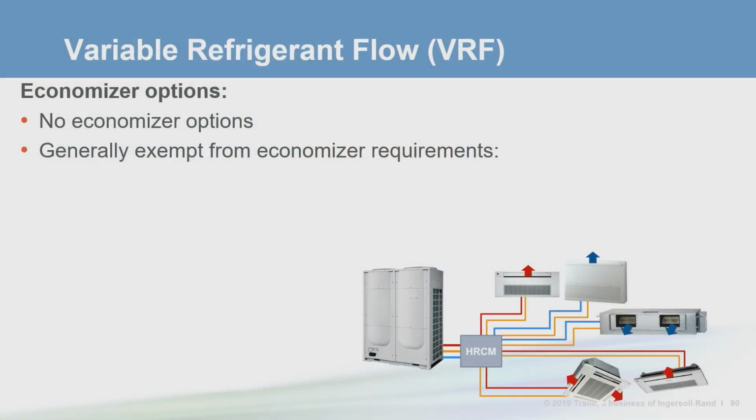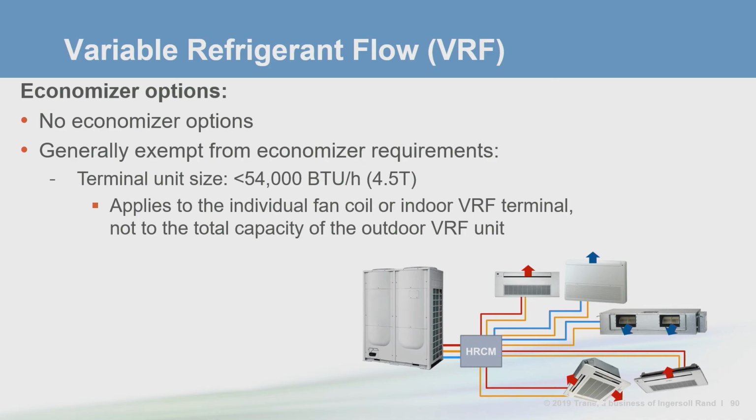In general, airside economizing is very difficult to implement with a VRF system. However, it's important to note that an economizer is generally not required by codes and standards due to a number of exceptions that apply to VRF systems. As we discussed earlier, the individual fan cooling units will likely fall below the 54,000 BTU per hour threshold. Keep in mind that this threshold applies to the individual terminal units, not to the total capacity of the outdoor VRF unit. However, unlike some other terminal systems that utilize compressor bearing equipment, VRF systems with all variable speed components should be able to meet the part load efficiency exception in many climate zones.